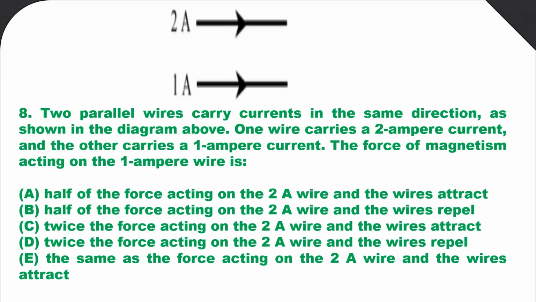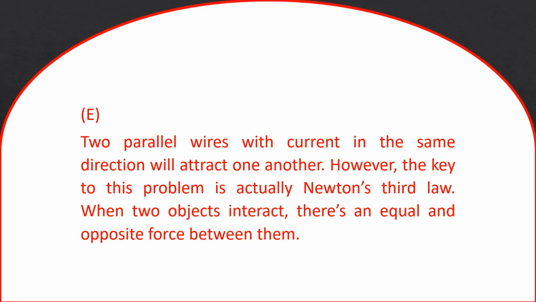Question number 8. Two parallel wires carry current in the same direction. As shown in the diagram above, one wire carries a 2 ampere current and the other carries a 1 ampere current. The force of magnetism acting on the 1 ampere wire is... So the keywords here are parallel wires, current in the same direction, 2 ampere current, 1 ampere current, force. Now, if you apply the right-hand rule, we observe that two parallel wires with current in the same direction will definitely attract one another.